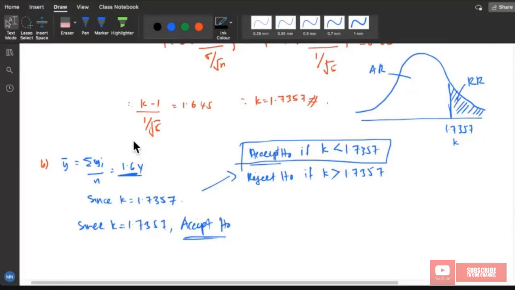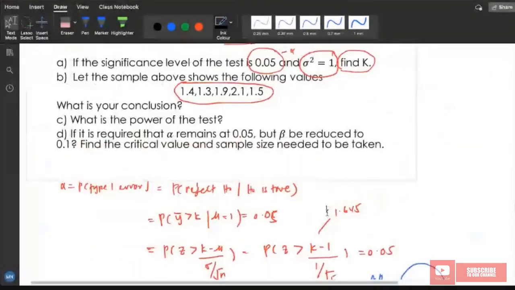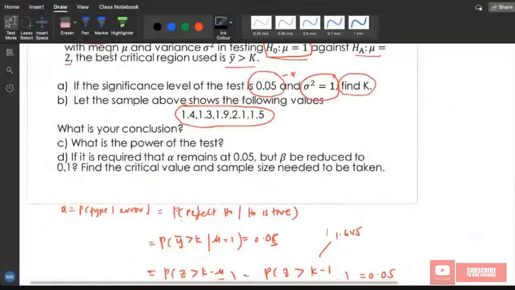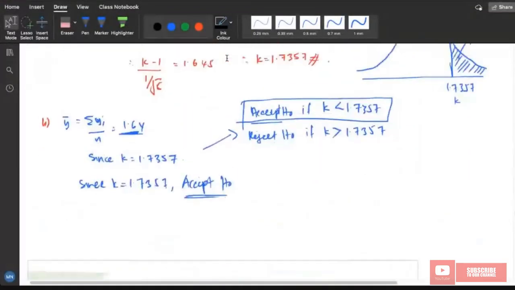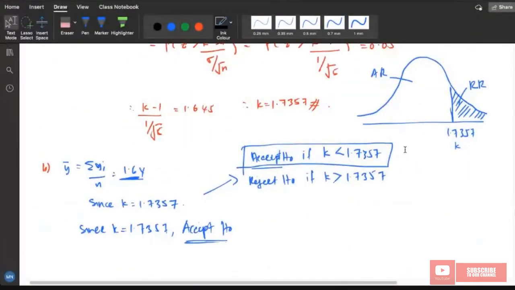Yes, it does not say so because this is the critical region. This is the best critical region. The critical region means if it is larger than K, we will reject null hypothesis. If it is smaller, we will accept null hypothesis. That's the rule.